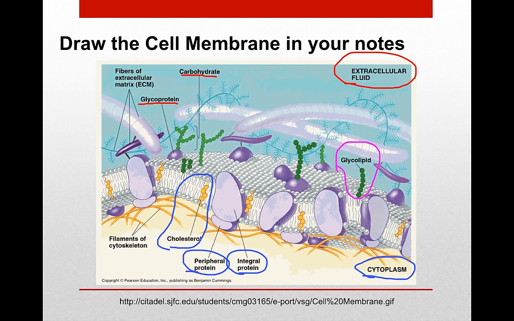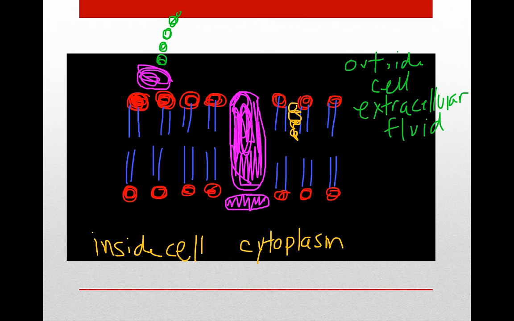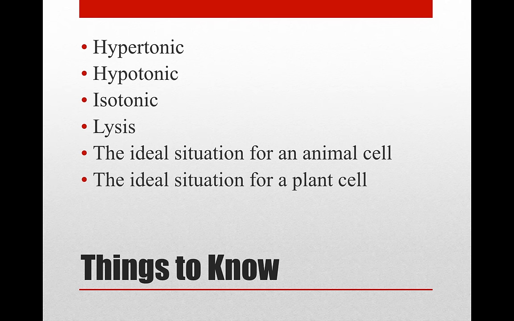Let me see what other things I missed. You could put cytoskeleton if you want on there. Those are used for structure. Because this is a fluid kind of movement, we do need some structure so it doesn't just collapse on itself or explode out. So that's what those filaments of the cytoskeleton do, they help give the cell its structure. And when you're done with your drawing, hopefully it looks better than mine. This is where we're going to stop.